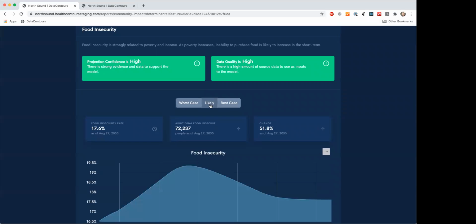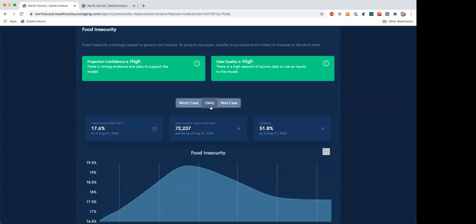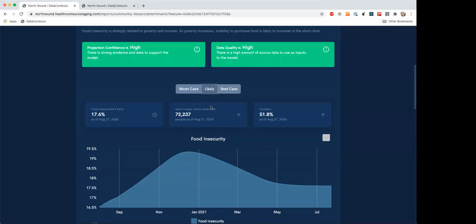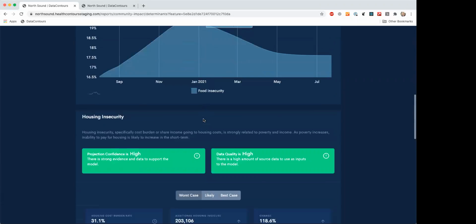Even in the likely scenario, we see about a 50% increase, so 72,000 new people requiring food assistance. And in the best case scenario, it's a slight change, very manageable, typically what we would see within historical year-to-year changes. But the implications for service agencies and others are pretty big. In the next 12 months there's going to be a consistently higher volume, in multiples of what they're typically used to seeing around food support.